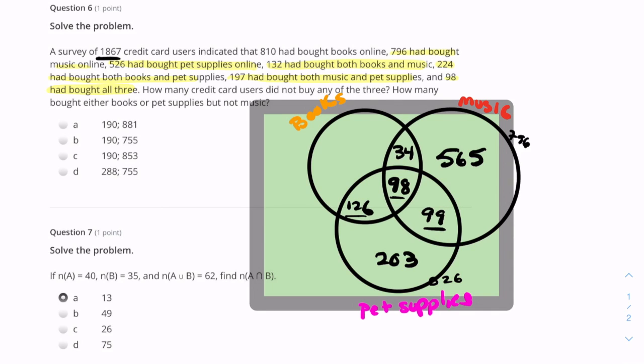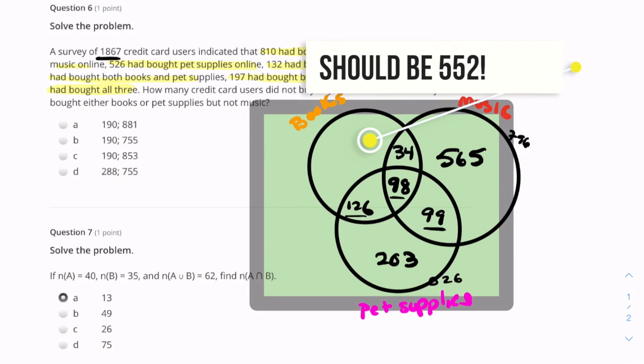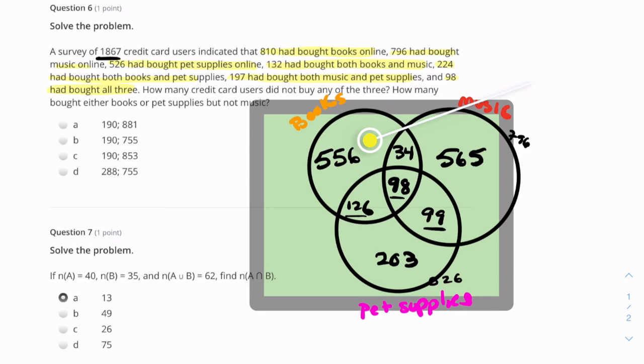And then to finish up books, we had 810 people who bought books online. So doing the exact same process, I get 556. Now, if I total all of these up, I get not 1,867, but instead, if I total all of these up, I get 1,677. And I know that 1,867 were surveyed. So if I subtract those two, I'm left with 190.